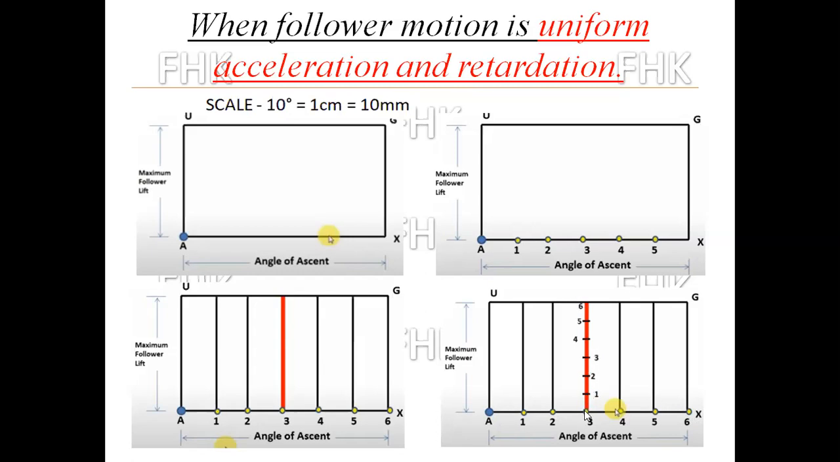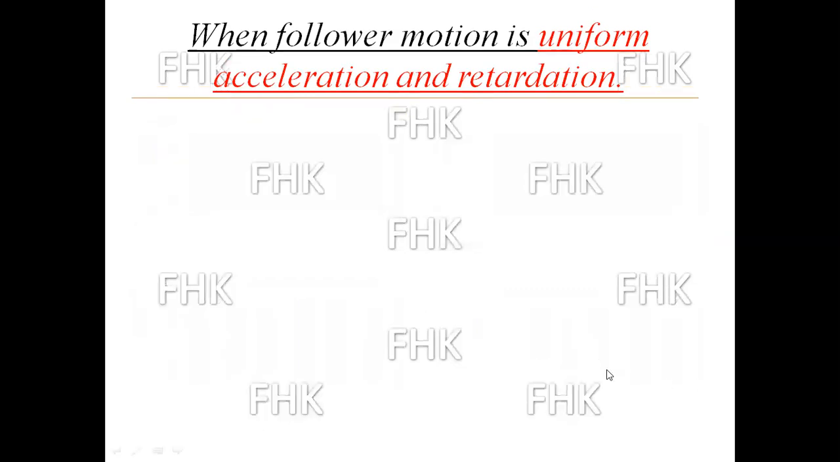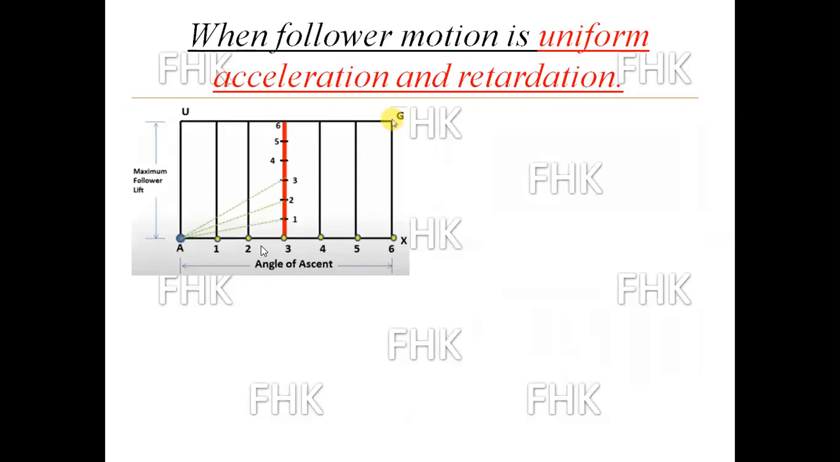Why? Because the follower is moving in an outward slope from bottom to top. So this is the first, second, third, fourth, fifth and sixth part of this vertical line. Okay, now how to join this line? The next part is joining of the line from the bottom point A, bottom left point A.